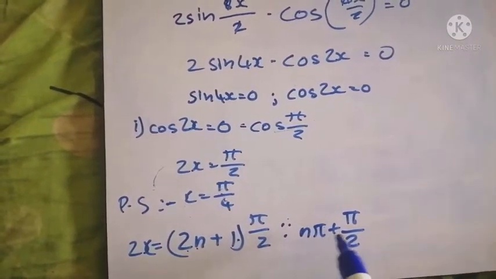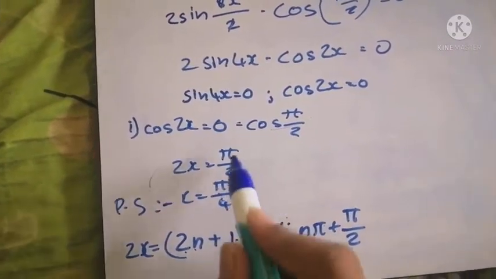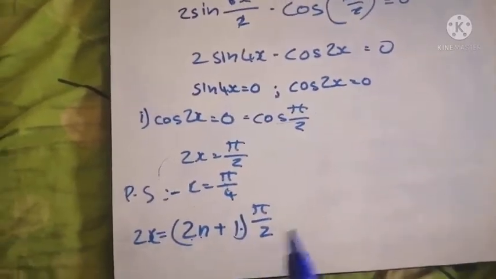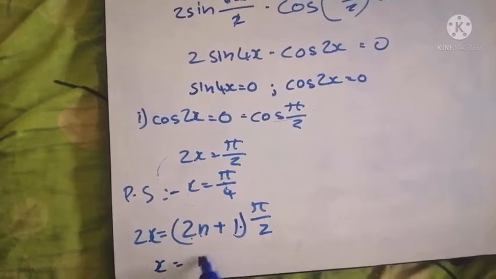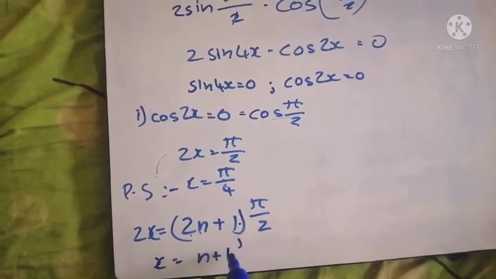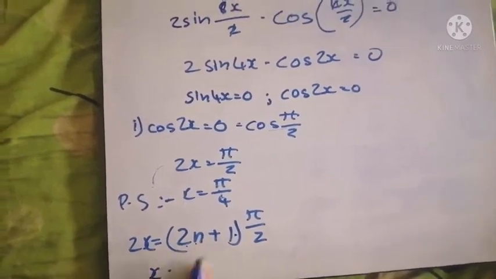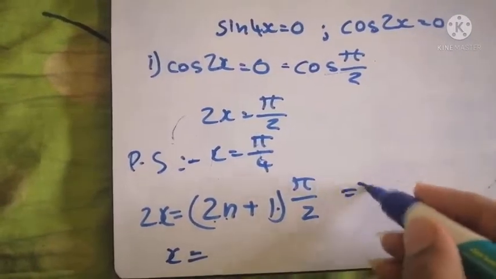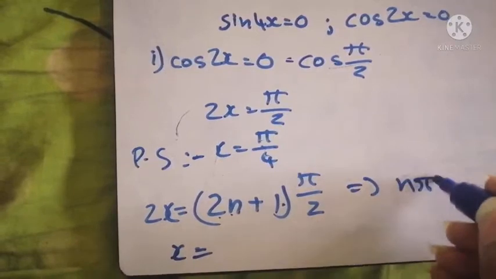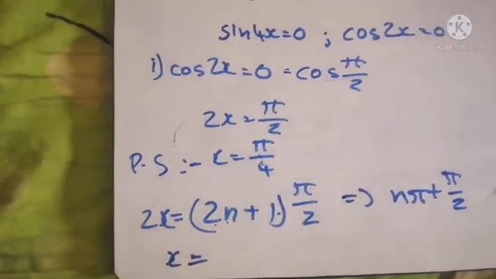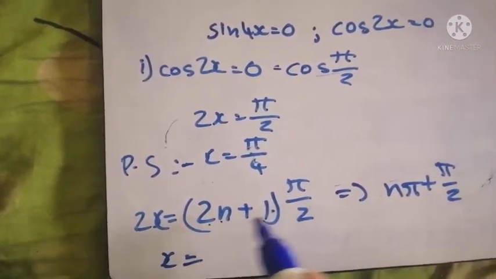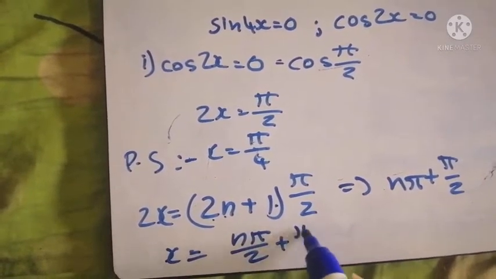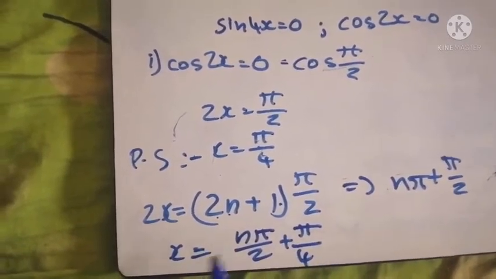We know this formula, but for pi by 2 we will get this formula. So (2n plus 1) pi by 2. So x is equal to (n plus 1) pi by 4. Sorry. So we can write this as n pi plus pi by 2 for substitution. So x is equal to n pi by 2 plus pi by 4. So this is one of the solutions.